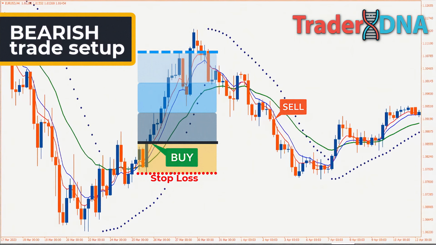Put an initial stop loss above the recent swing high with a buffer of 5 pips. An appropriate risk-reward ratio tends to be anything greater than 1:3.